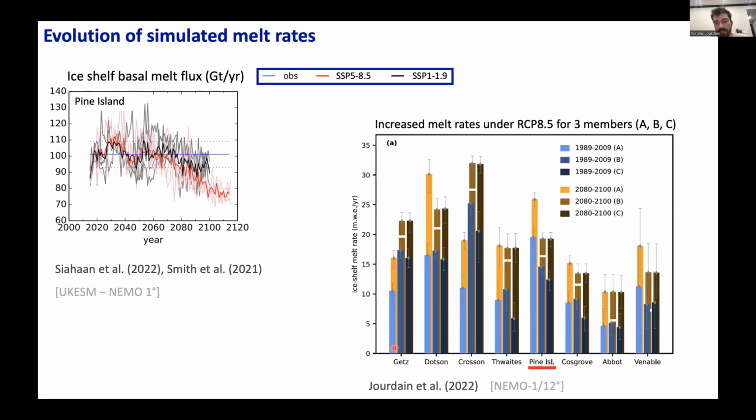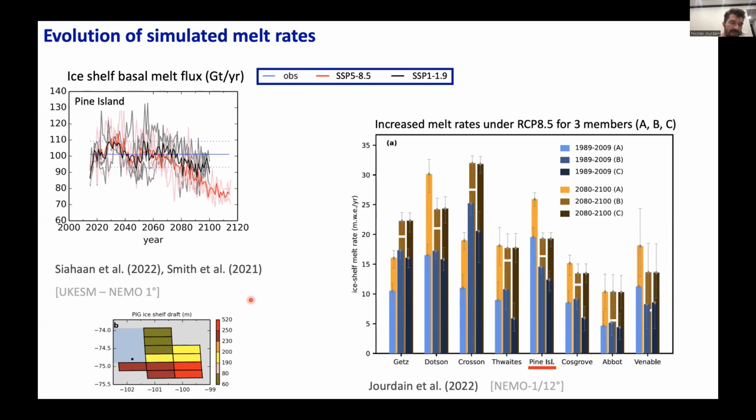This plot shows the melt rate for 8 ice shelves in the Amundsen Sea. The blue bars show the present-time melt rates, while the yellow to brownish colors show the future melt rates. There are 3 bars for each because there is an ensemble of 3 simulations with different sets of parameters. If you just look at Pine Island, on average from the present to the future, and the future here is RCP 8.5, you have an increase of 30 to 50% of the melt rate.